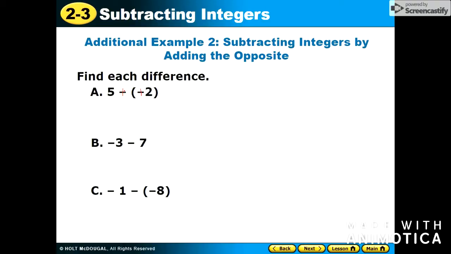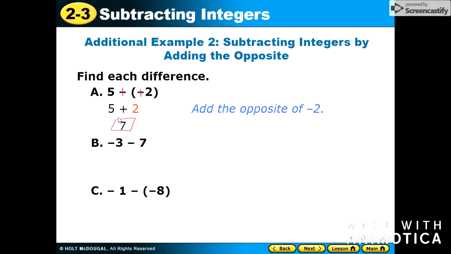Here's why I call it the chop method. Chop. So now I've got 5 plus +2. Well, 5 plus 2 would give me a total of 7. Okay, so all of a sudden now that changes from a confusing looking subtraction problem to a simple addition problem. 7's your answer.